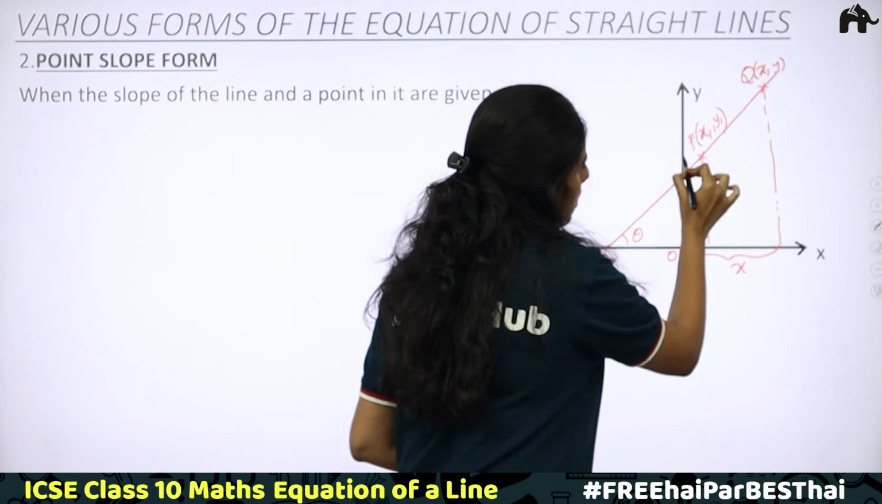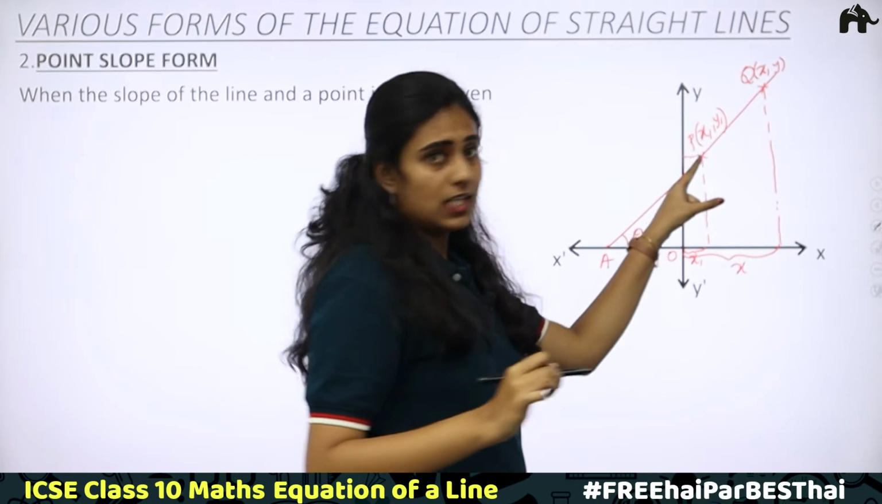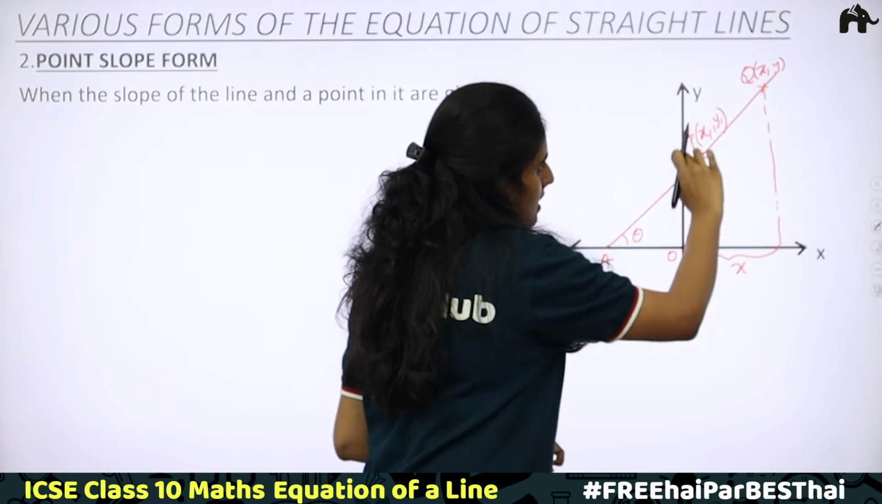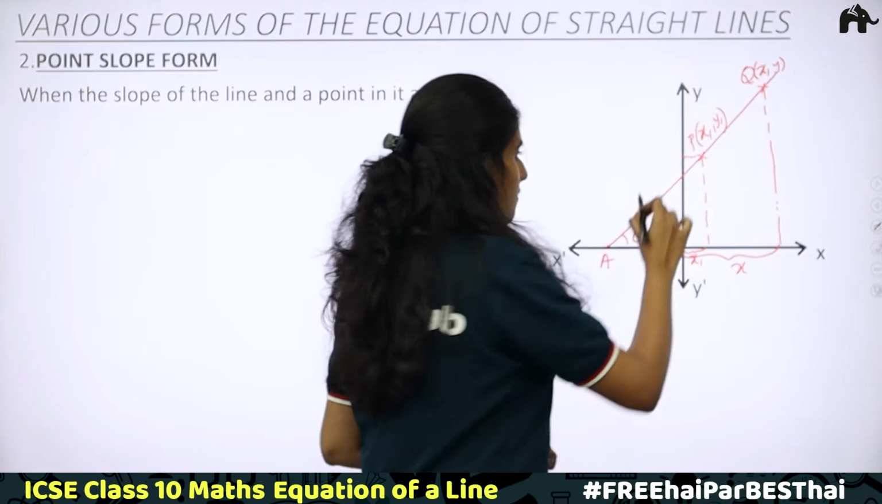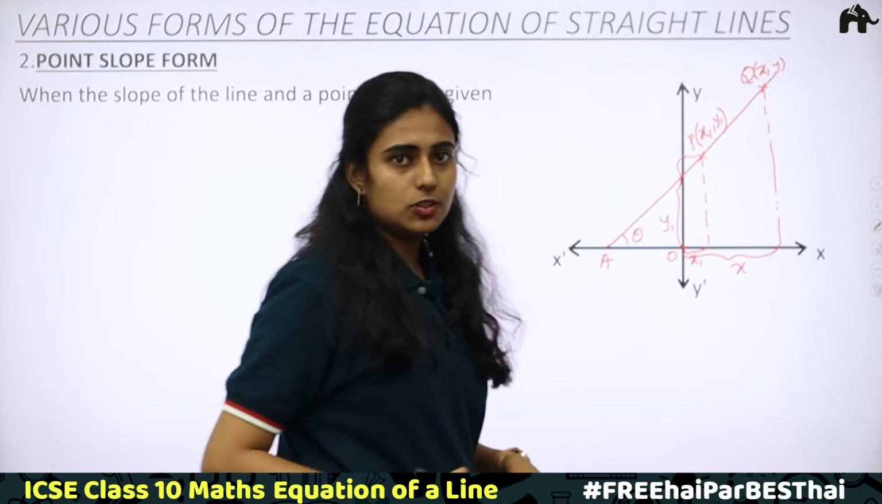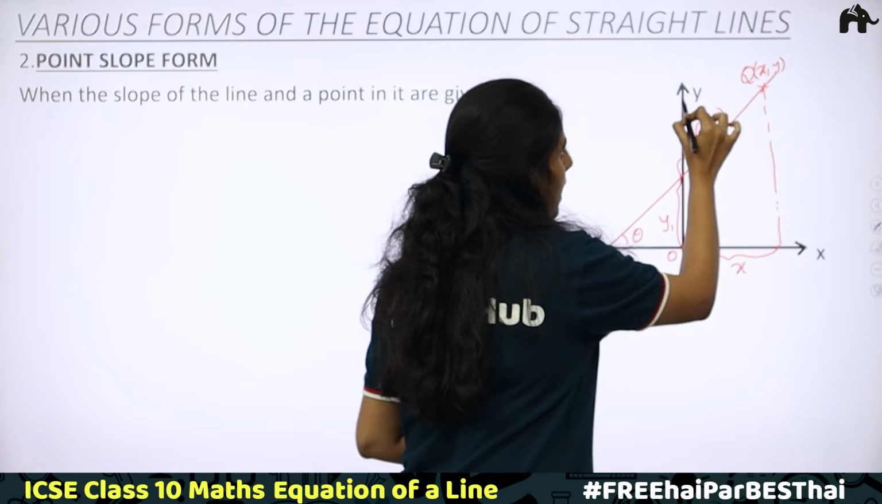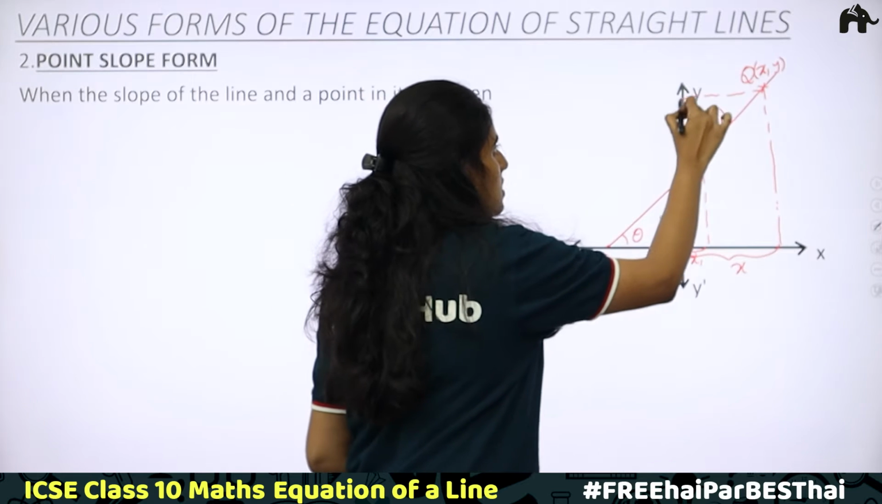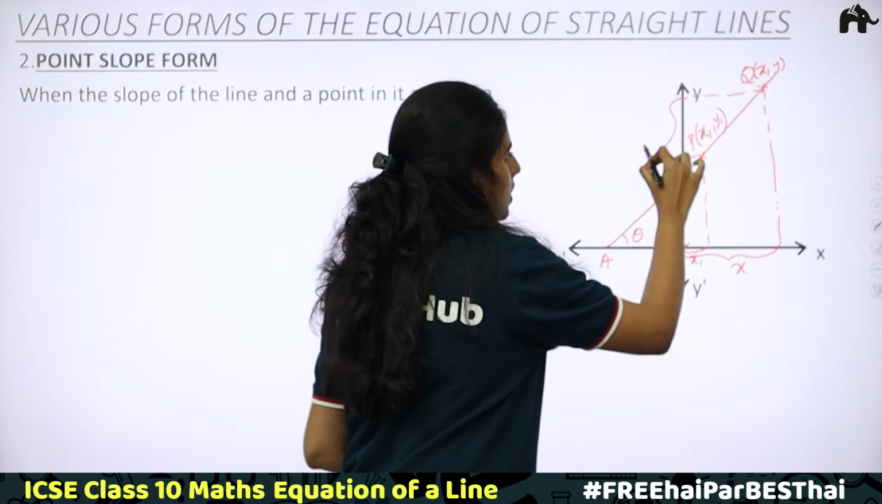Similarly, here I am drawing a perpendicular from point P to the y-axis. This total distance will be equal to y1. Now from Q, I am drawing a perpendicular to the y-axis. Then this total distance will be equal to y.